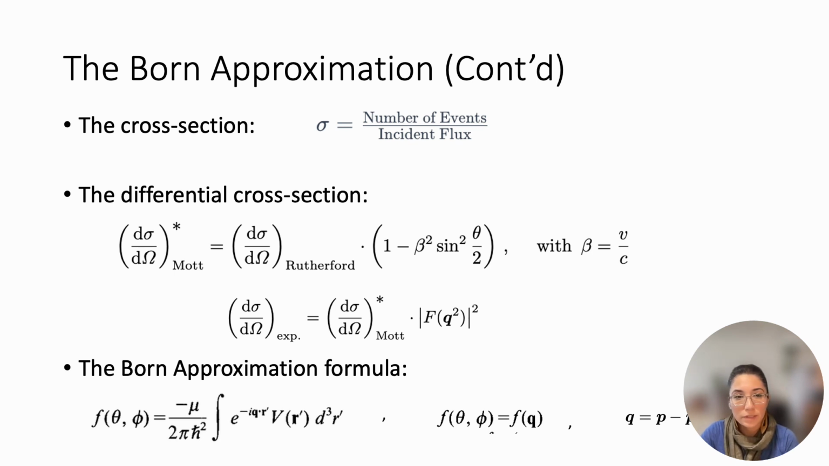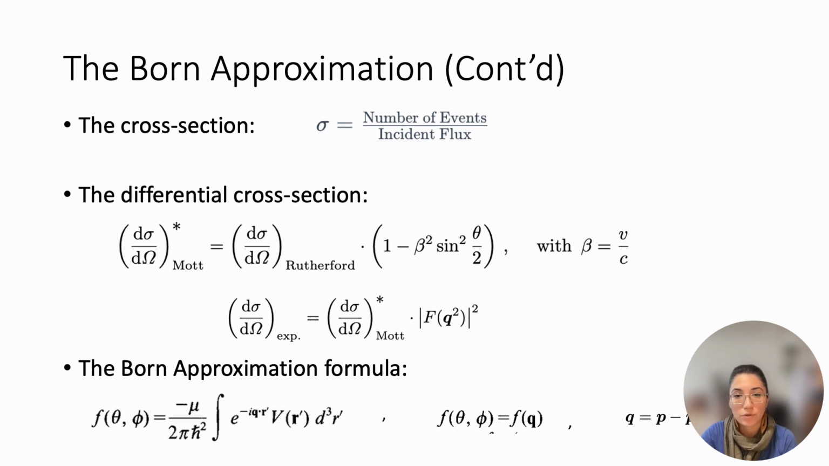And so experimentally, the magnitude of the form factor is determined by the ratio of the measured cross-section to the Mott cross-section. And so one therefore measures the cross-section for a fixed beam energy at various angles and divides by the calculated Mott cross-section.